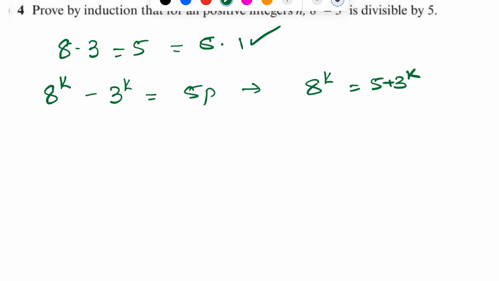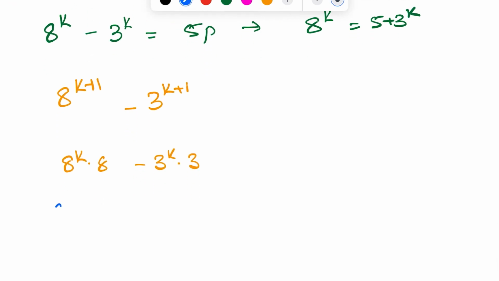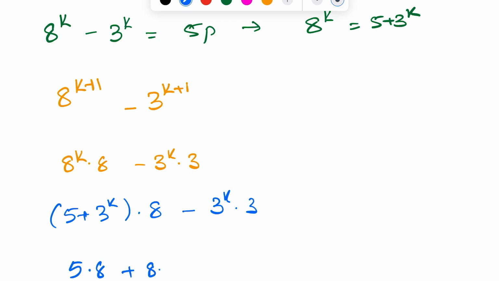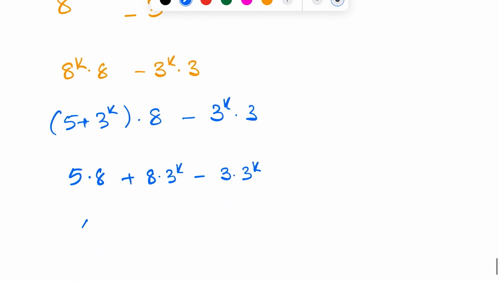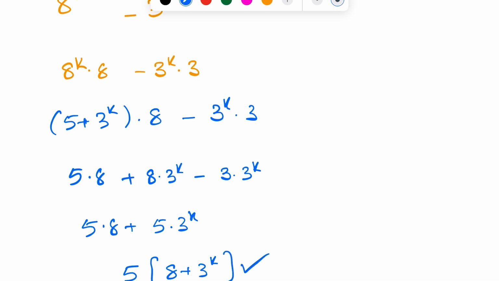Now we have to prove that it is true for n equals to k plus 1. 8 power k plus 1 minus 3 power k plus 1. It is 8 power k times 8 minus 3 power k times 3. What is 8 power k? Is 5 plus 3 power k times 8 minus 3 power k times 3. So 5 times 8 plus 8 times 3 power k minus 3 times 3 power k. So it becomes 5 times 8 plus 5 times 3 power k. Take 5 common, 8 plus 3 power k. So therefore it is divisible by 5.